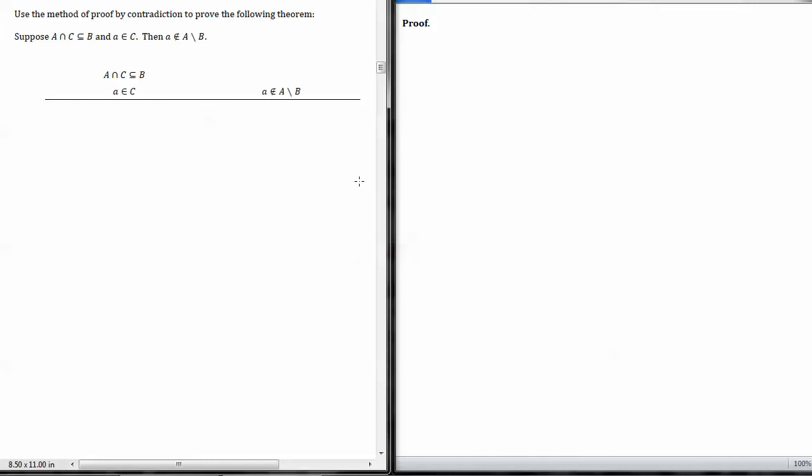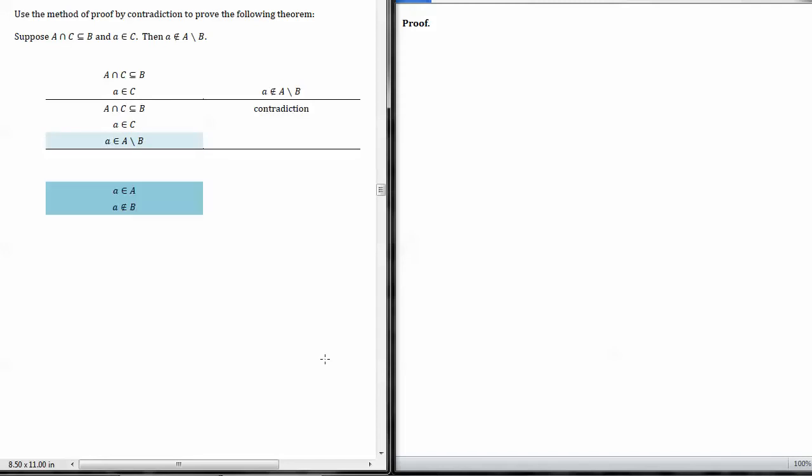We have our givens and our goal, and we're thinking of this goal as the negation of a statement P, and the statement P would be that A is in A minus B. And our new goal is a contradiction. So how can we combine these things? Well, first of all, we should probably just write out the definition of A being in the difference of these two sets, which means that A is in A and A is not in B.